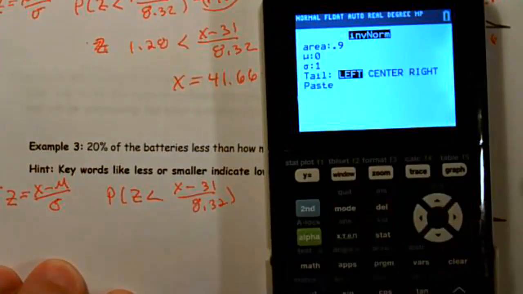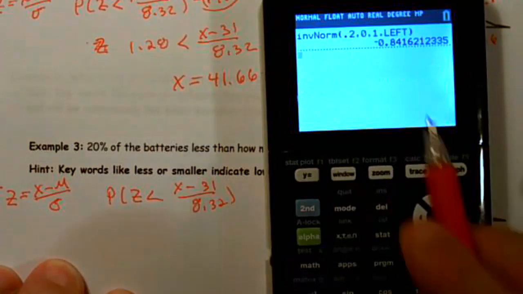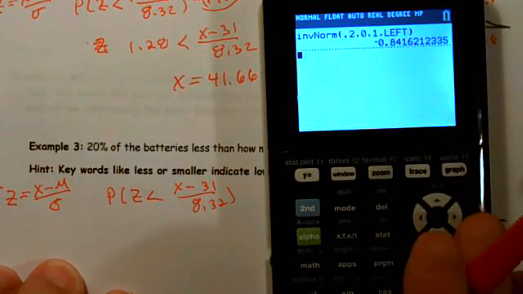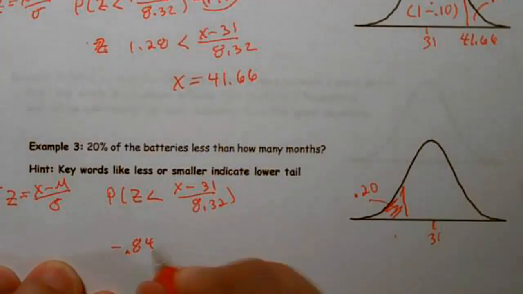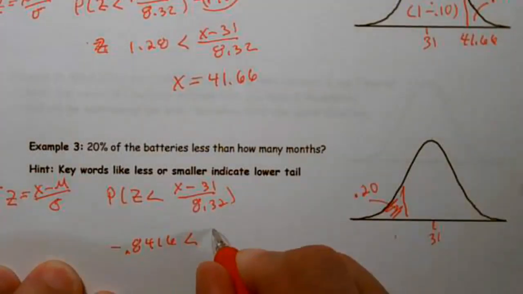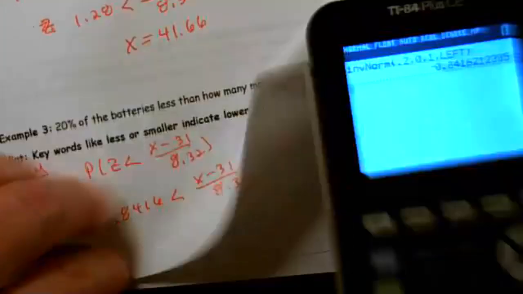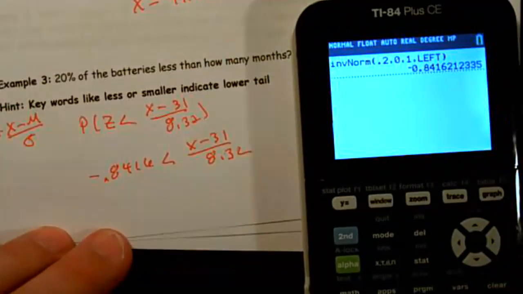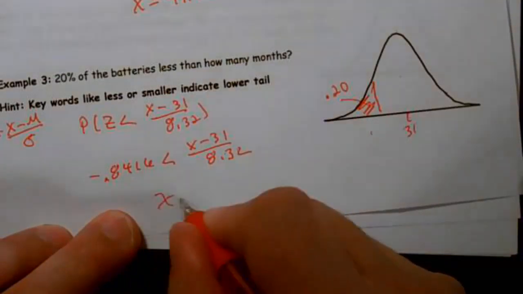Second vars is inverse norm for 0.20. And I get a negative 0.8416. So negative 0.8416 is less than x minus 31 over 8.32. Solved by algebra real quickly. And by the way, this problem right here is kind of important because we're going to tie this back later on. Times 8.32 plus the 31. And this is approximately 24. So in this case, our x is approximately 24.